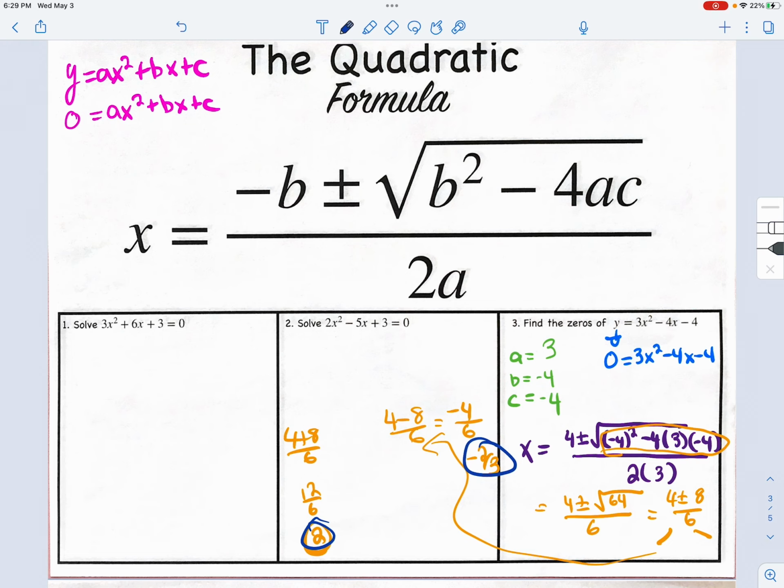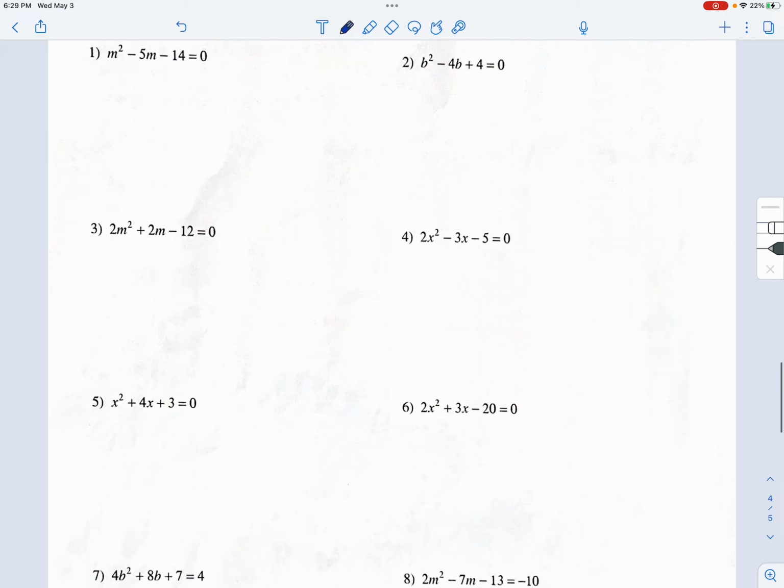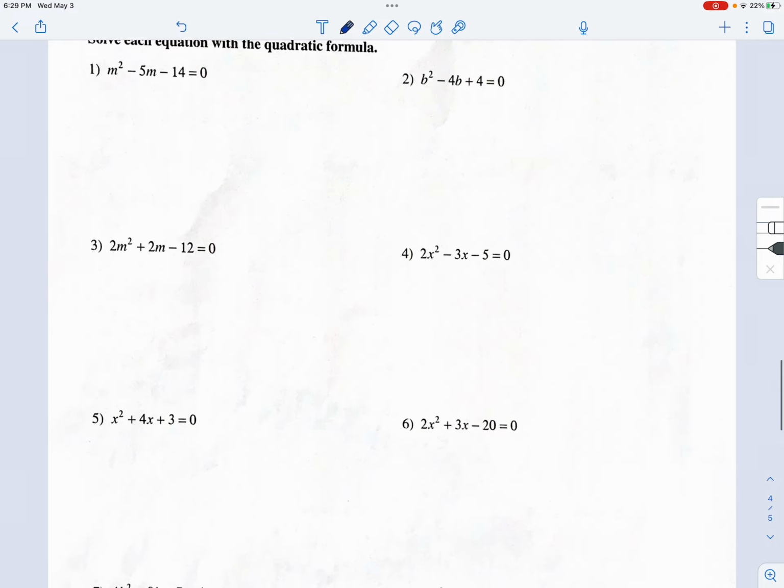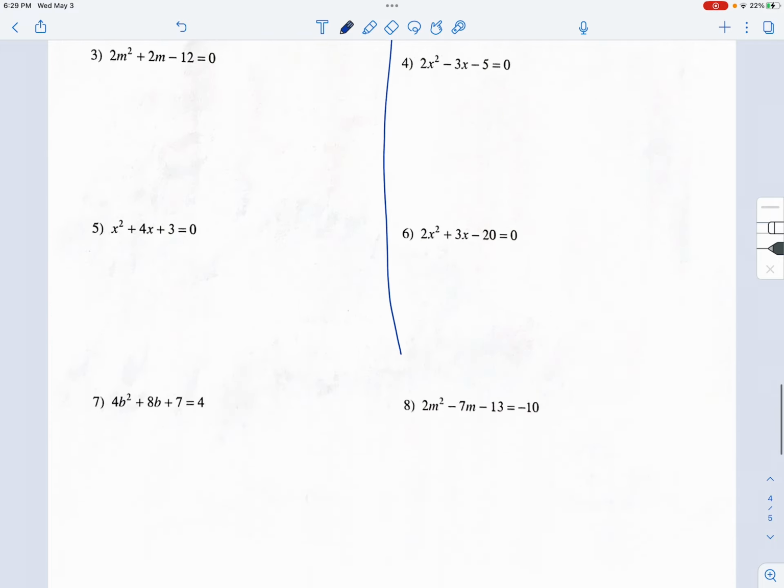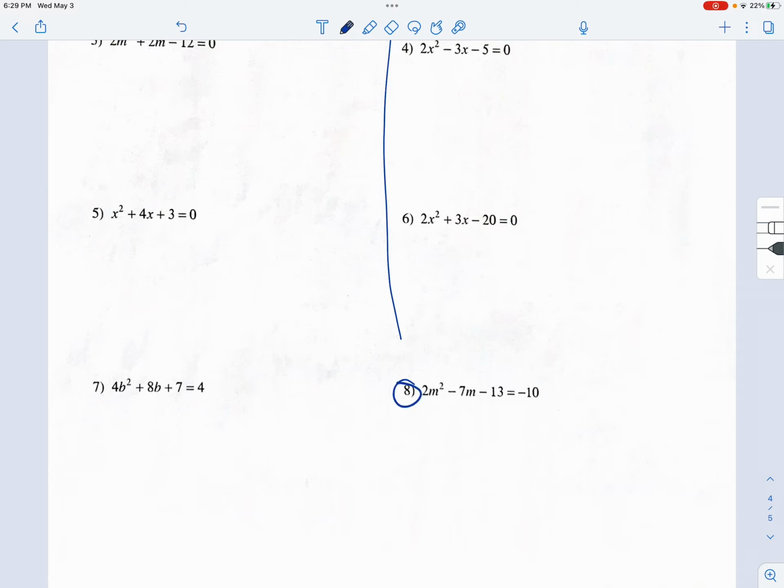Now you have some practice here. All right. You're going to do the even side. So let's do this left side over here. Let's take note of 8. It says 2m squared minus 7m minus 13 equals -10. Remember, when we're solving, it always needs to be equal to 0. So we need to add 10 here to both sides. And this becomes 2m squared minus 7m minus 3 equals 0.